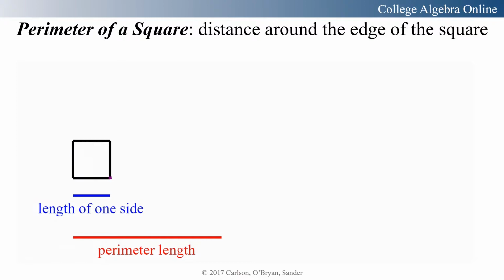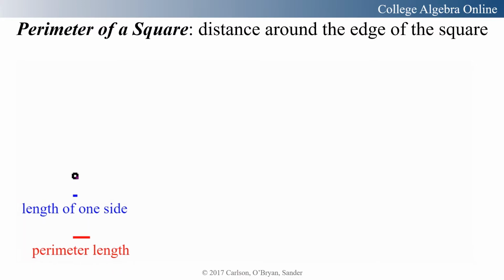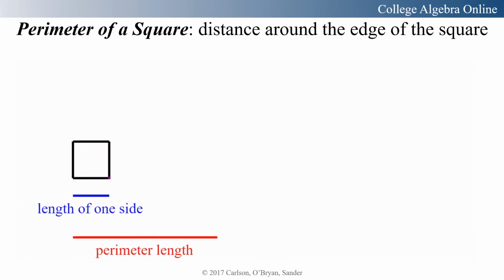Now, let's think about the square's perimeter length, or the distance around the edge of the square. Since all four sides are the same length, the perimeter is exactly 4 times as long as the length of one side. Let's draw a line that represents the perimeter's length and observe how its length corresponds with the length of one of the square's sides.